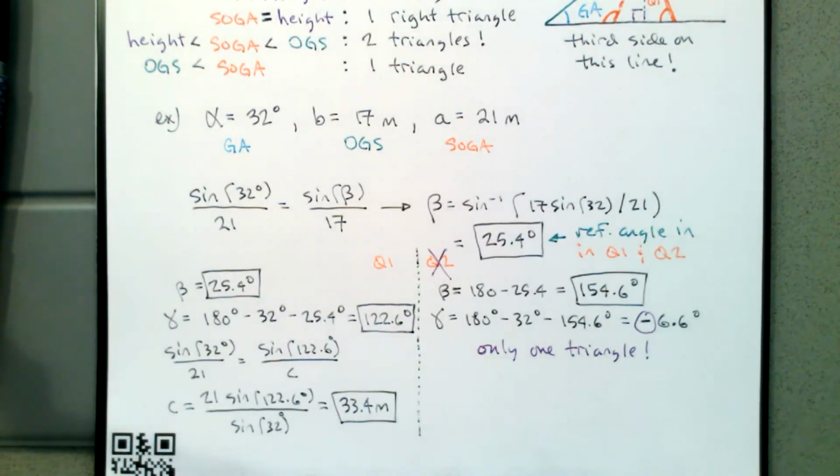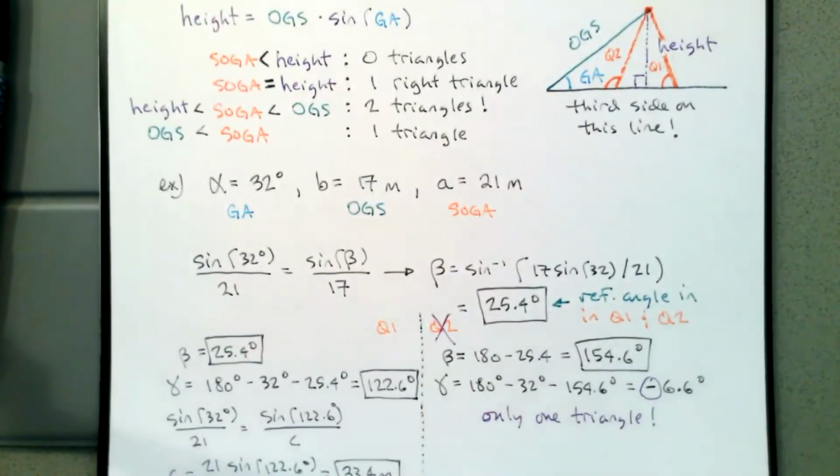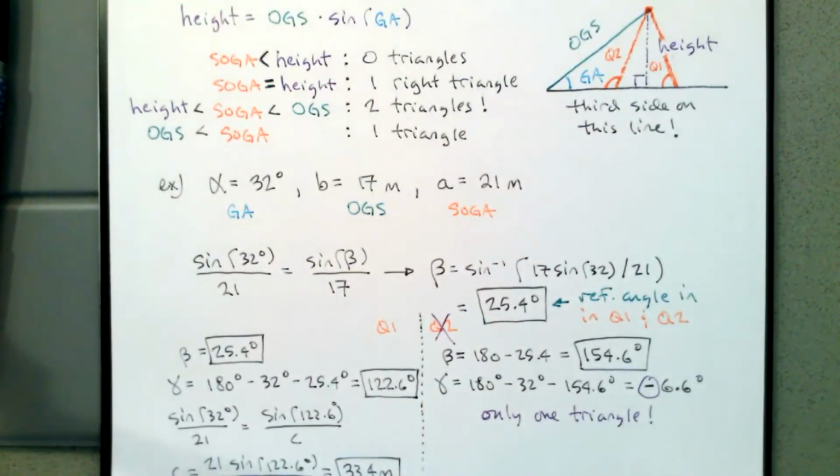That's why even though there's 0, 1, or 2, I listed 4 possibilities: 0 triangles, 1 right triangle, 2 triangles, or 1 triangle. Any questions?